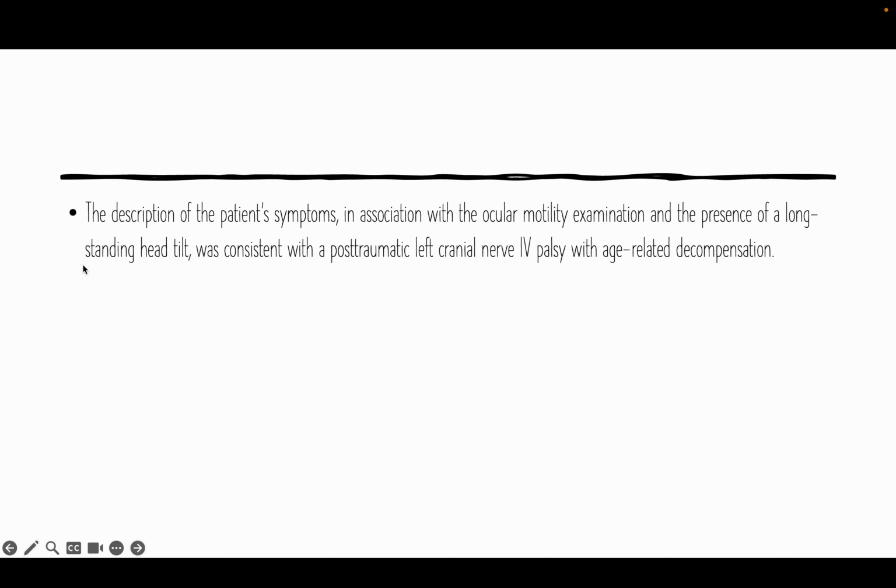So this is the standing head tilt. So if head tilt is there, always suspect obliques. If there is a head tilt, always suspect obliques.